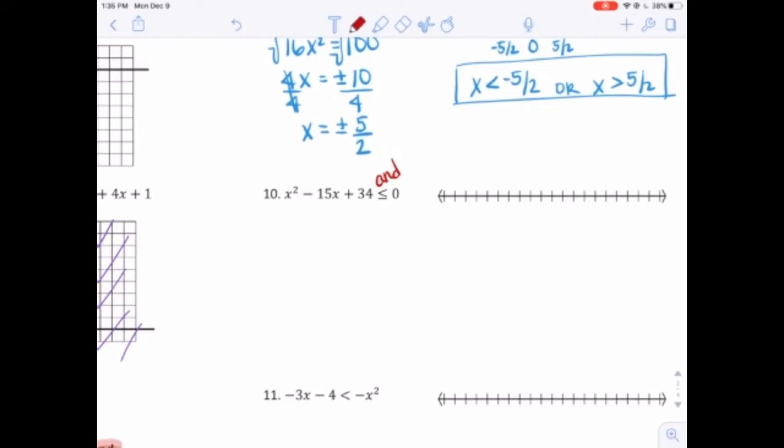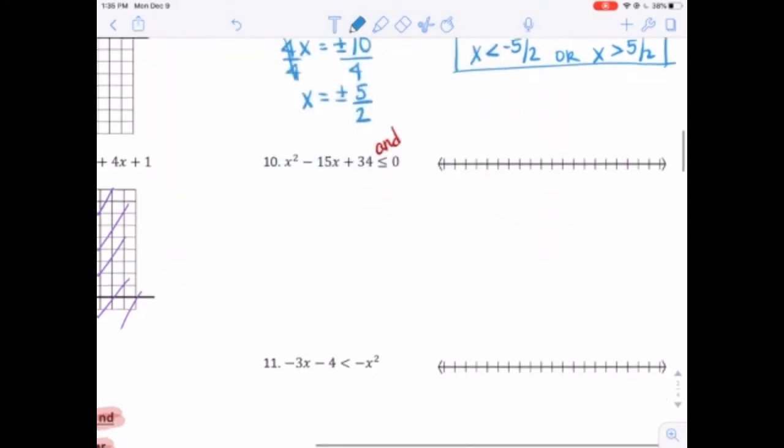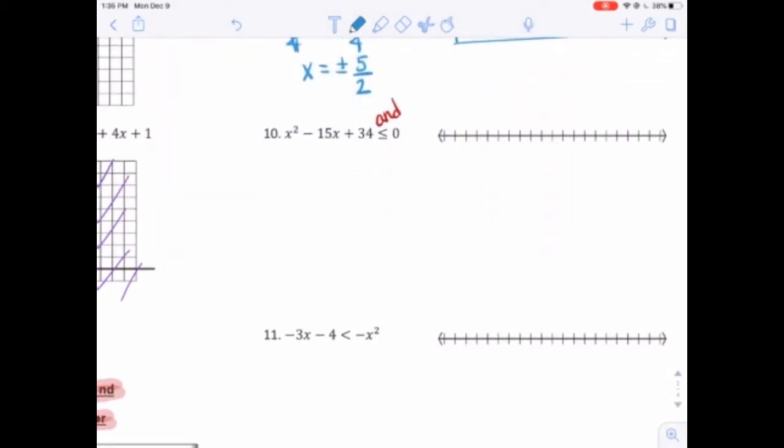So I know right off the bat that when I draw my inequality, my line is going to be in between the 2 points. But we're kind of getting ahead of ourselves. Let's solve this quadratic first. We are never going to be able to find factors of 34 that add to be negative 15. So this one is going to lend itself to doing quadratic formula.